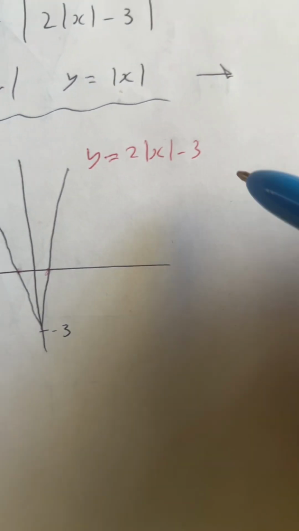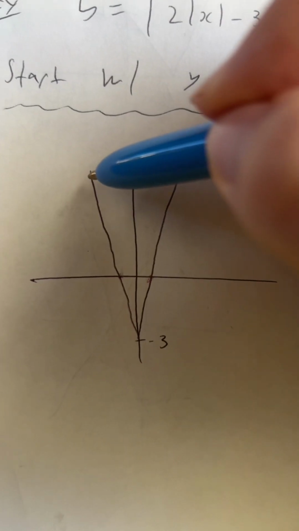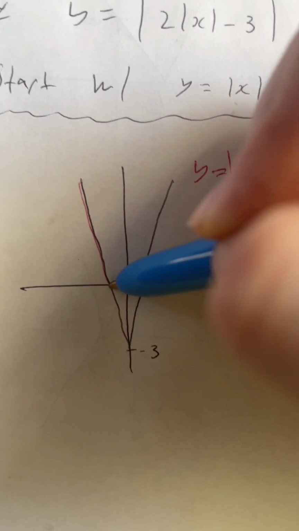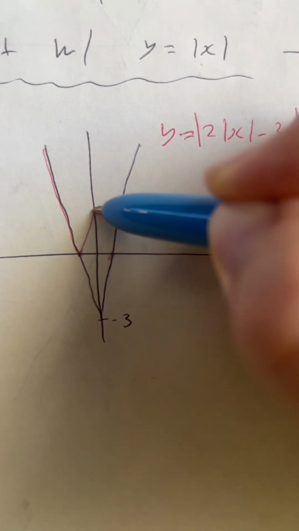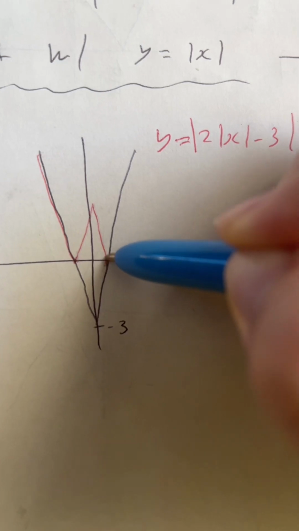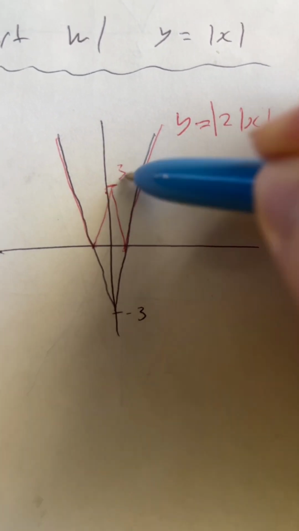So what will happen when we put the modulus signs around here is we're going to have exactly the same here, but now we're taking the magnitude of these negative numbers, so we're just going to flip like this, and we get a kind of W shape like that, where that is 3.